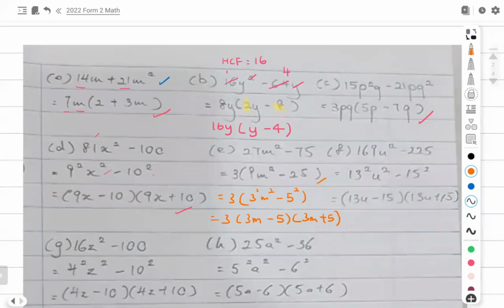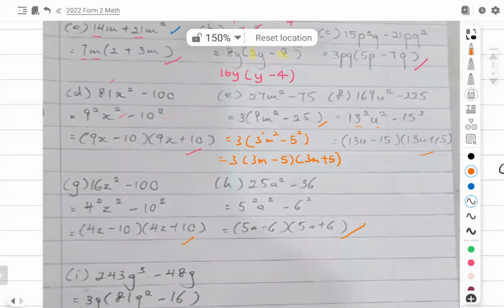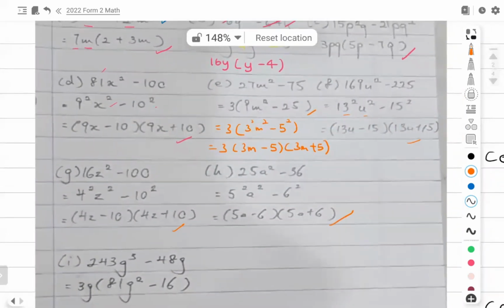F also same, F correct already. Okay, so perfect square. Turn it out to square, then open the bracket. Factorize only. G, no problem, right? H. What about I? I also incomplete. Would you like to complete it a bit?